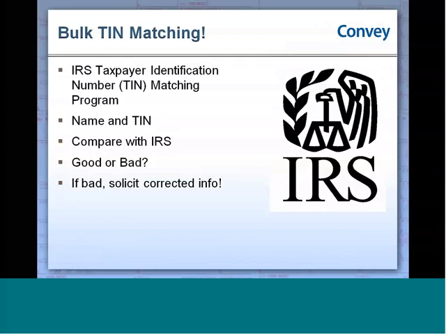Maybe there was a typo when the payee information was set up in your accounts payable system. Or maybe you issue checks to an individual, but the tax ID is associated to their business name. Whatever the reason, you should confirm that what you have is correct, and if it isn't, you can solicit the correct information before you file your 1099s.